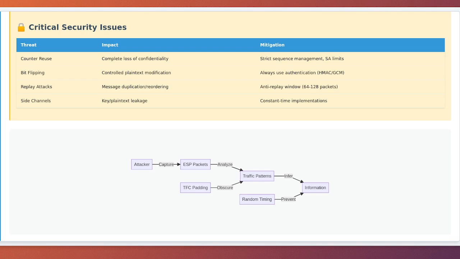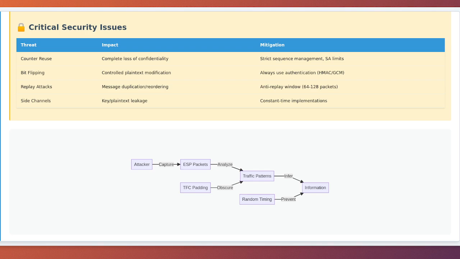CTR mode provides confidentiality but not integrity by itself, making the authentication component of ESP absolutely essential. Without authentication, an attacker could flip bits in the ciphertext, causing predictable changes in the decrypted plaintext. For example, flipping a bit in the ciphertext flips the corresponding bit in the plaintext, allowing surgical modifications to encrypted data. This is why ESP always combines CTR mode with an authentication algorithm like HMAC-SHA-256 or includes it in an authenticated encryption mode like GCM.